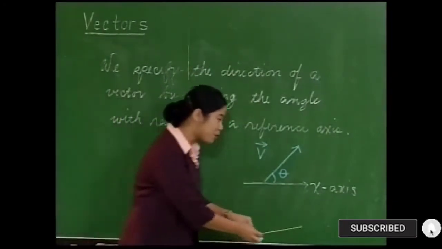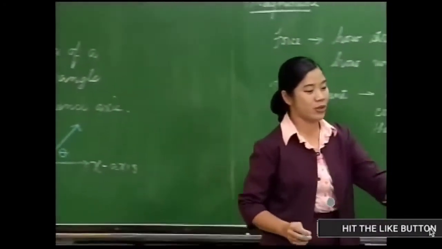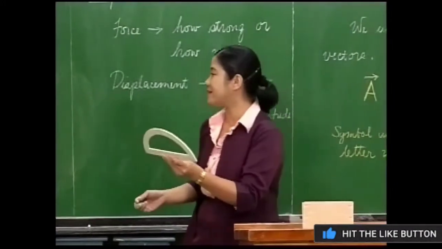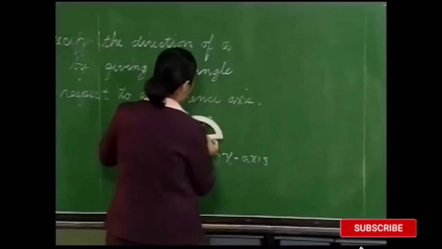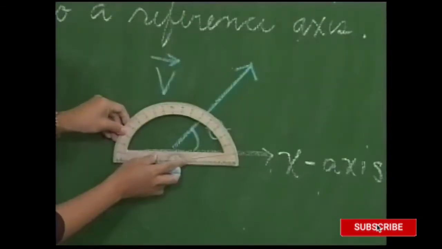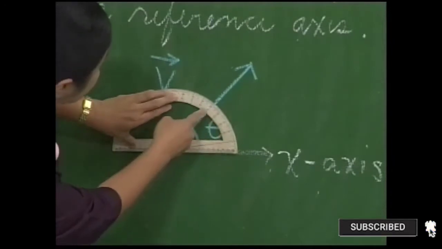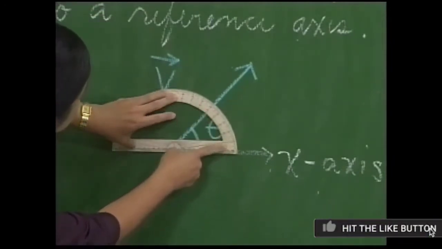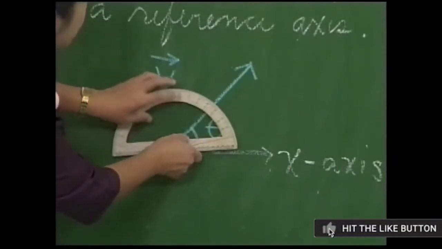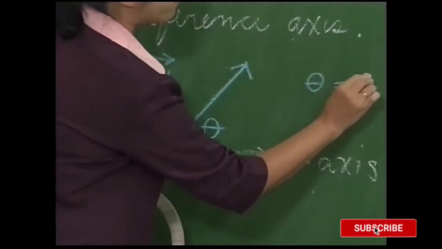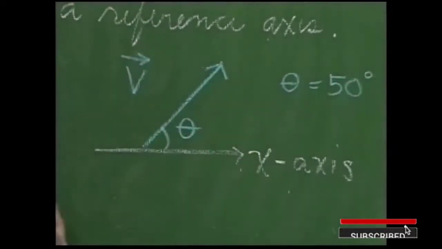So if you have your protractor, what you would do, you have the protractor that you use in geometry to measure angles. So simply, if I want to get the angle theta, I get the angle, and this time my theta is, so this is 10, 20, 30, 40, 50. So here, theta is equal to 50 degrees.